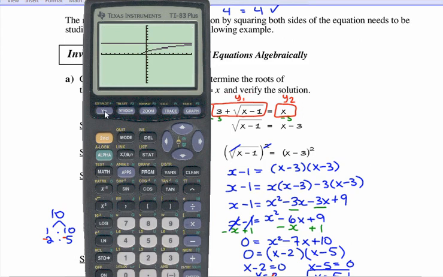Okay, so we have to change our equation. So y1 is 3 plus the square root of x minus 1, and y2 is x. And sometimes our problems could have more than one answer. Okay, so let's look. Graph it. You have to be able to see your intersection point.